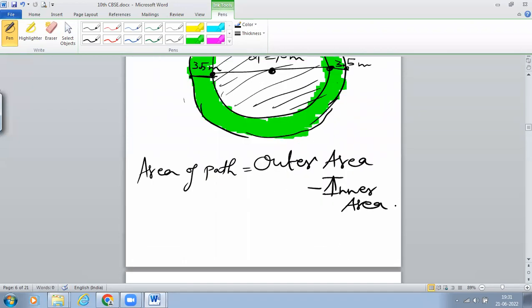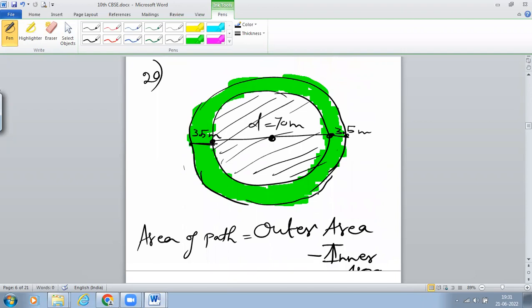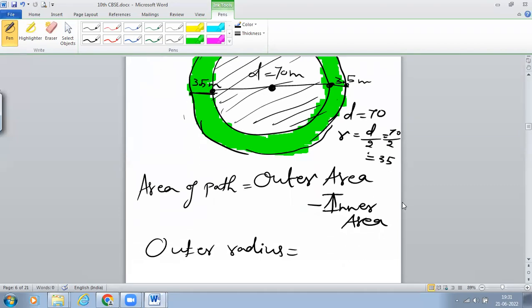For that, listen, first we have to find the outer radius and inner radius. So first, what is the outer radius? Inner radius is very simple, it is 35, because see here, from this point to this point it is 35, because the diameter of the circular field is 70. So if diameter is equal to 70, how will you find the radius? Radius is equal to d by 2, diameter by 2. What is 70 by 2? That is 35. So therefore the inner radius is 35, represented by small r.